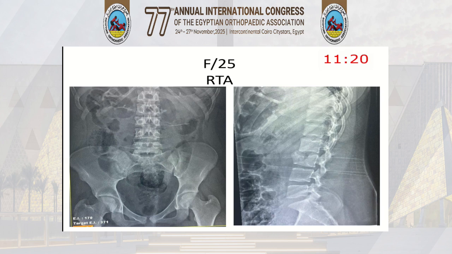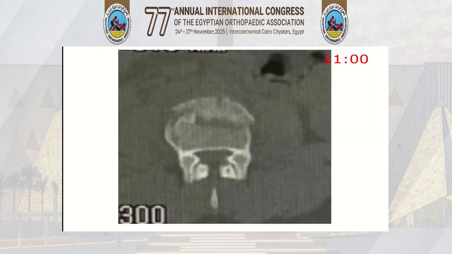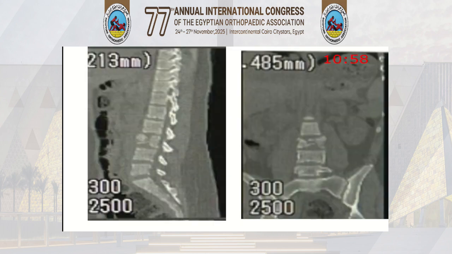How can we proceed, Professor Khattab? Neurologically free, nothing. CT scan and MRI: isolated injury, but it looks like an A2 fracture. So this is the CT scan? It is an A2 fracture, yes. And this is the axial one that proves that this is an A2 fracture.